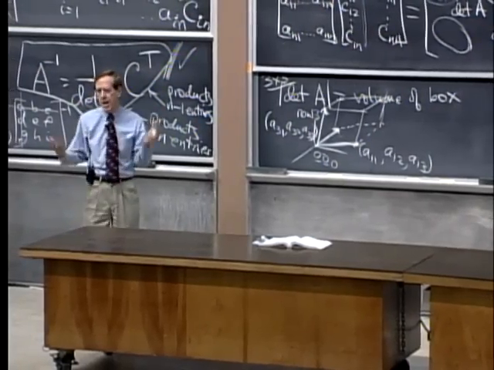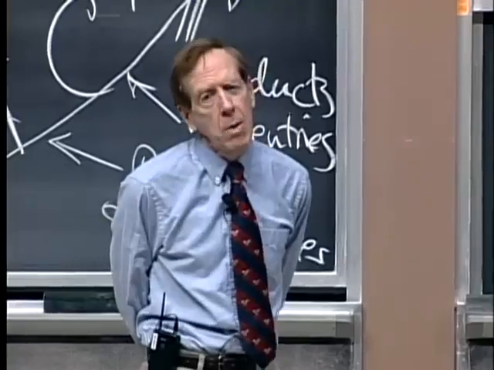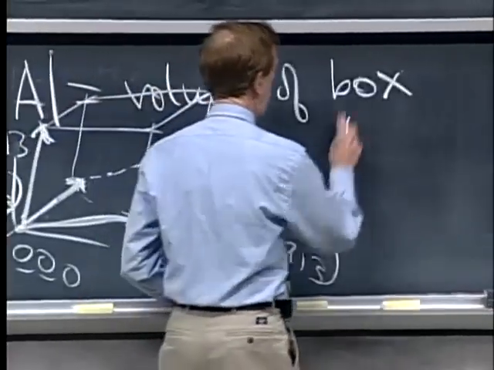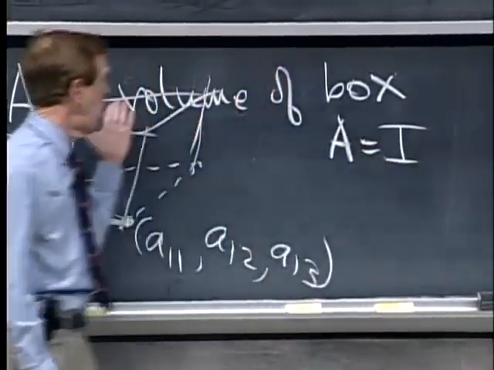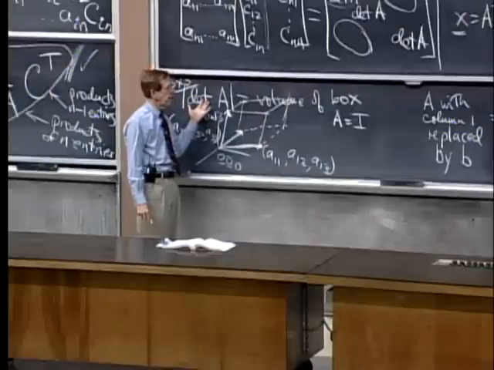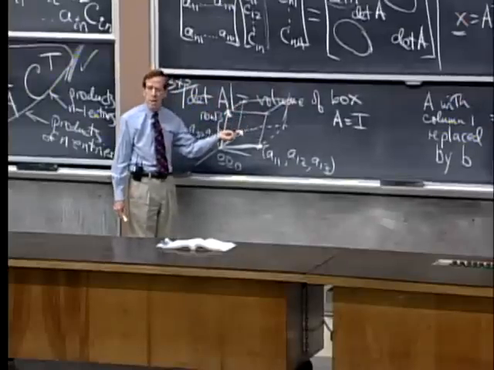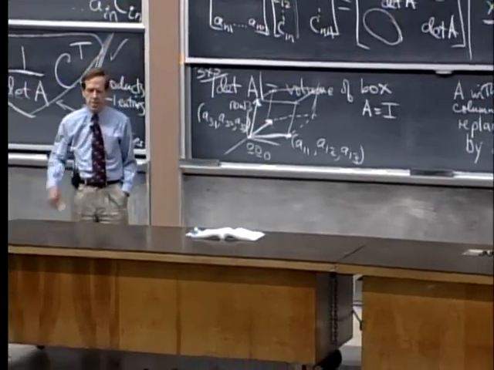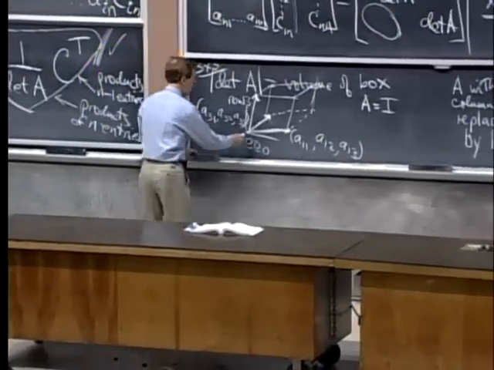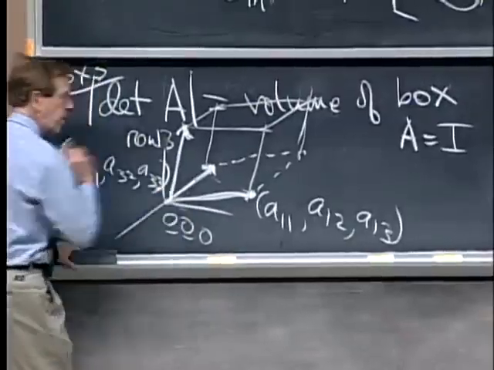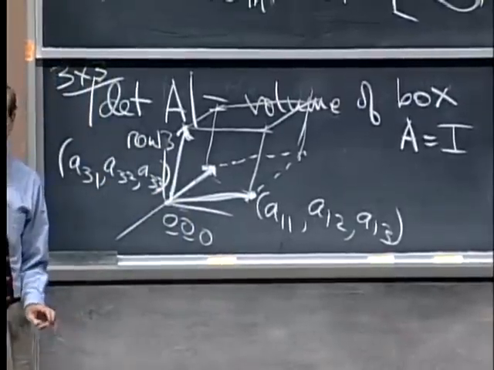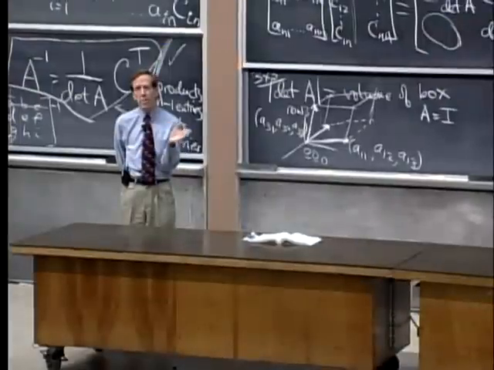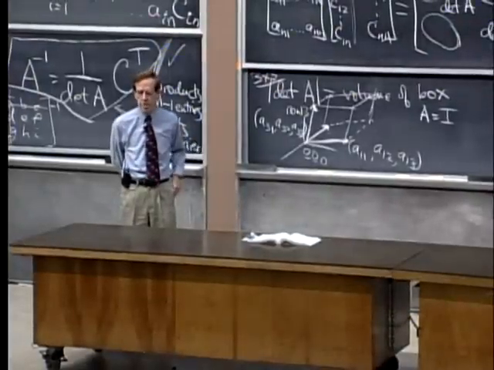And so one special case is what? A equal identity matrix. So let's take that special case. Is the formula, the determinant of the identity matrix, equal to the volume of the box? Well, what is the box? If A is the identity matrix, then these 3 rows are the 3 coordinate vectors, and the box is? It's a cube. It's the unit cube. So if A is the identity matrix, of course our formula is right.